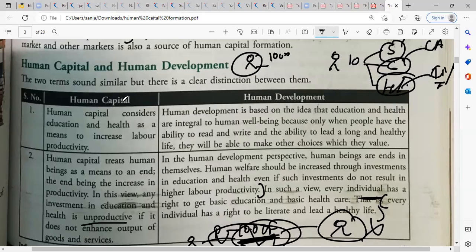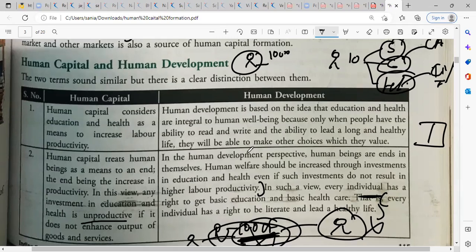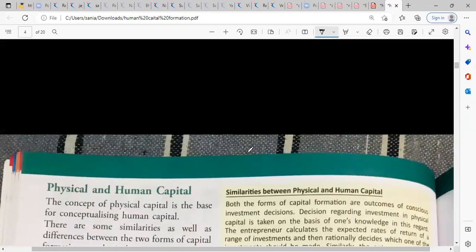What you can do is write human capital, then these 2 points, and then human development, then this point. Because when you make a differentiating table, it will be difficult for you to write everything. So you can just write human capital with 2 points, then human development. There are only 2 points in this. Yeah, first and two. Okay, yes, there are two.